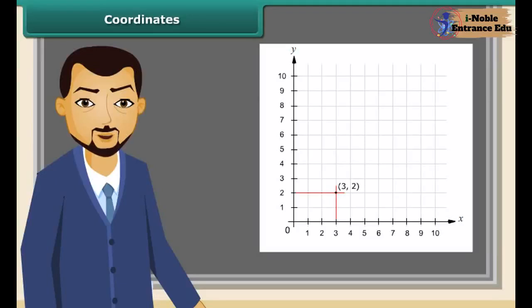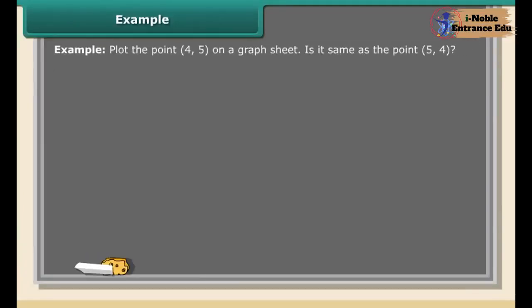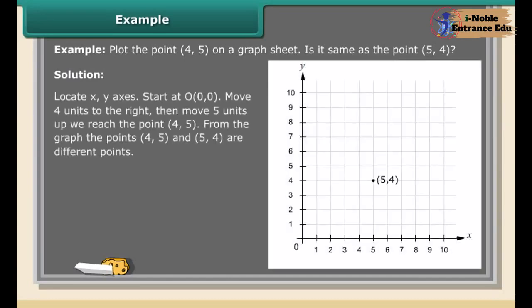In a graph sheet we draw x and y axes conveniently and then fix the required point. 3 is called the x coordinate of the point. 2 is the y coordinate of the point. We say that the coordinates of the point are (3, 2). Always the first number indicates the x coordinate and the second number indicates the y coordinate.